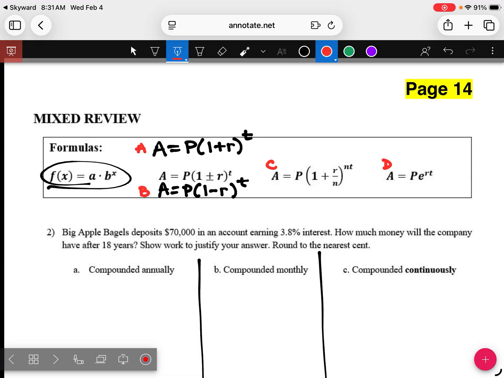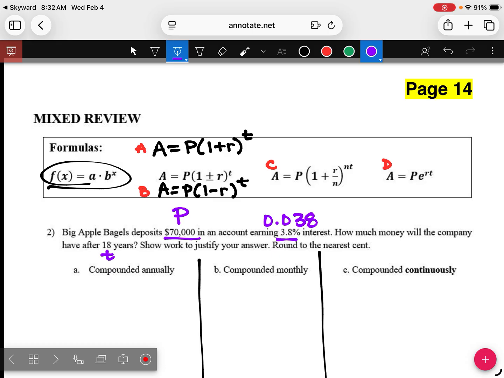Okay. So we got Big Apple Bagels. They deposit $70,000 in an account that earns 3.8% interest. So P is my starting amount. If it's 3.8 interest, is that 0.38 or 0.038? What is it? 0.038. Got to put that 0 in there. We want to know how much money will the company have after 18 years.